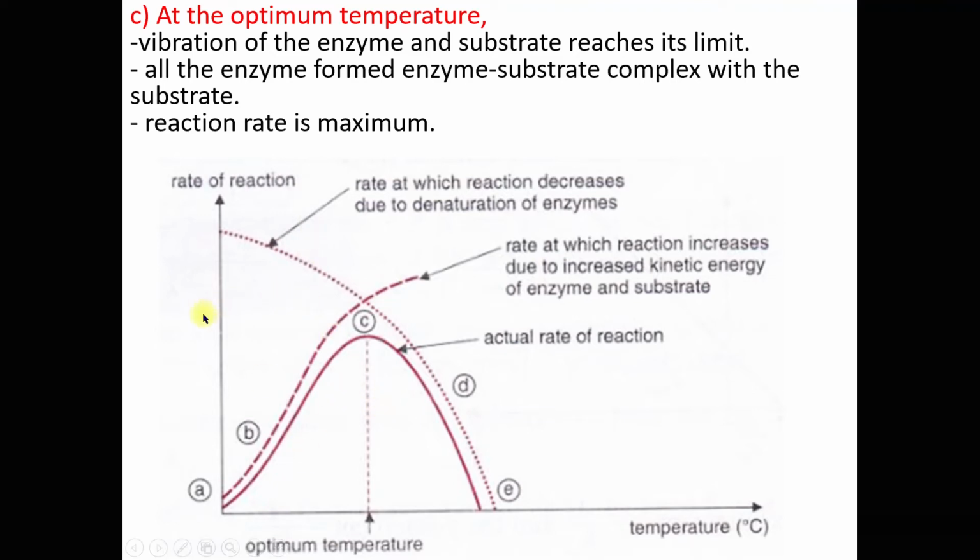So all the enzyme forms enzyme substrate complex with the substrate, and then the reaction rate is maximum. Isn't it obvious? It's obvious.